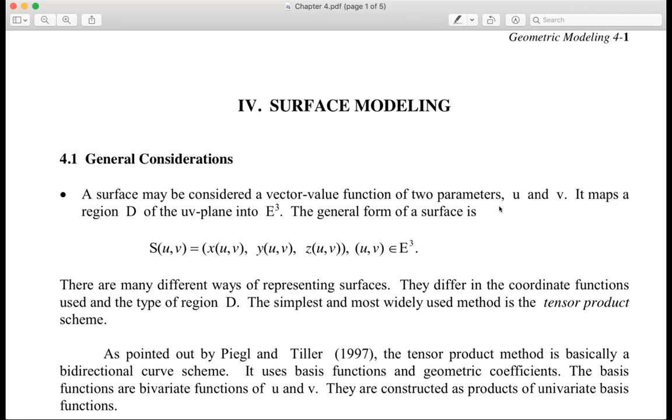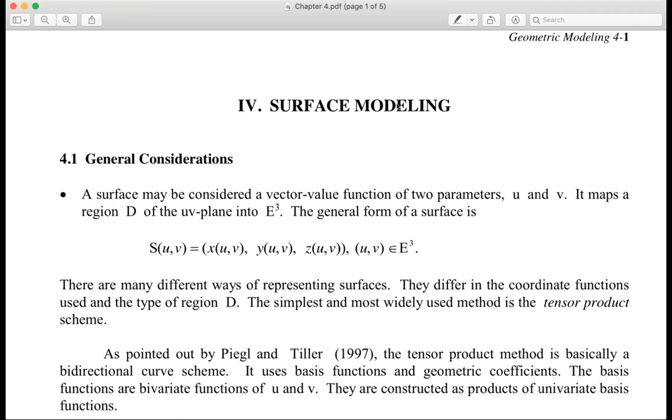Or it can be written in terms of S(u,v), right? Where u is from 0 to 1 and v is from 0 to 1 as well. And because it is a surface, it can be divided in terms of X, Y, and Z coordinates, right? So the surface equation S(u,v) can be extended, as it is named the vector value function, into X, Y, and Z according to the parameters u and v, where the pair of u and v is in a 3-dimensional Euclidean space.